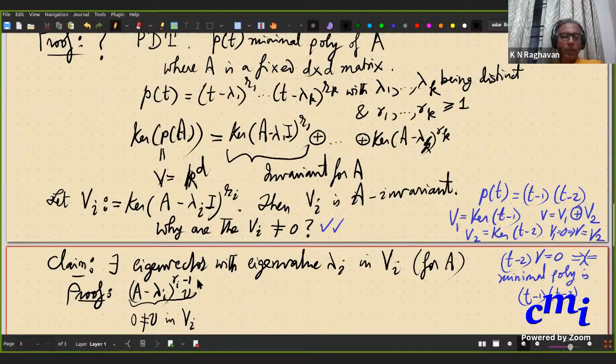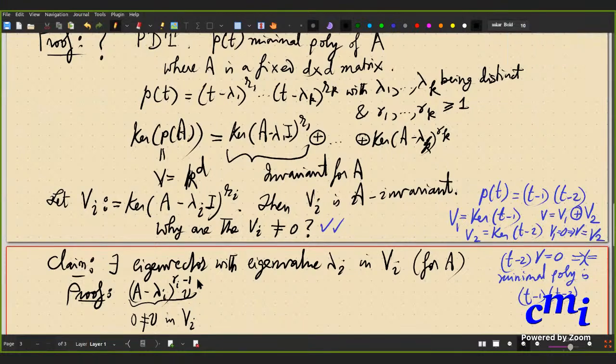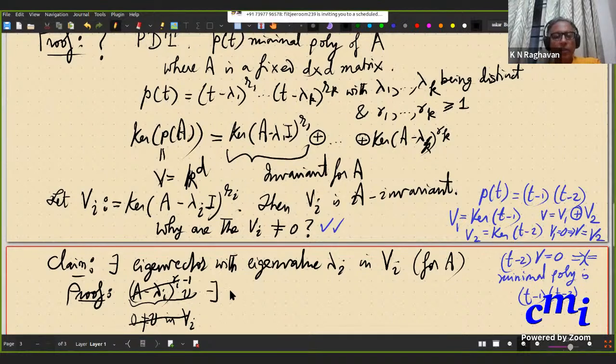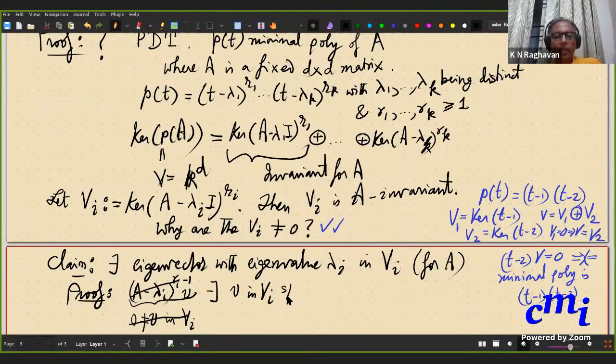So the thing is, you choose a vector V such that, see, you can be more careful in your choice. Don't just choose a non-zero vector in Vi. The claim is there exists a vector V in Vi such that (A minus lambda I) to the Ri minus 1 on V is non-zero.